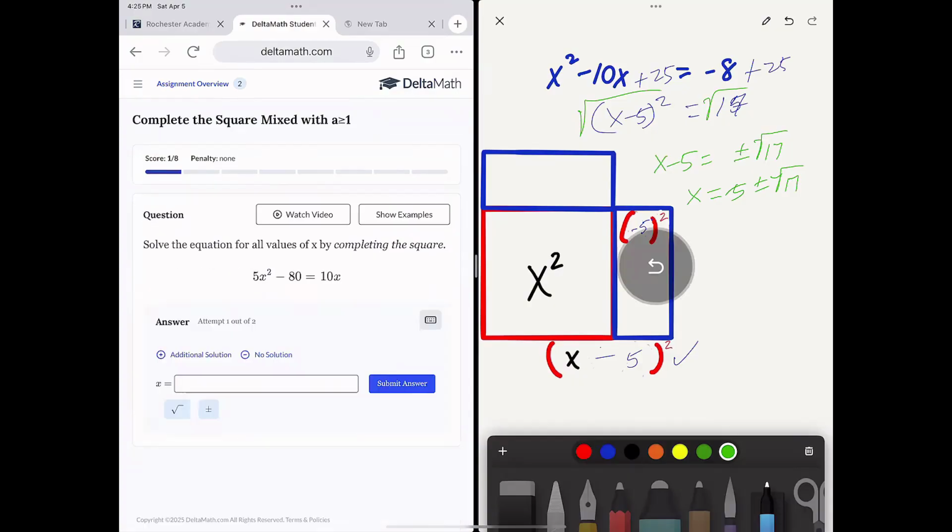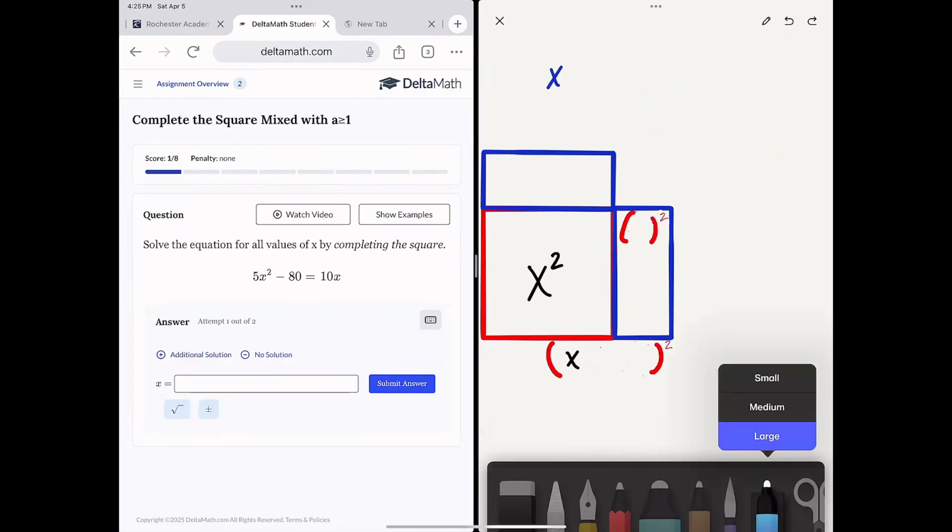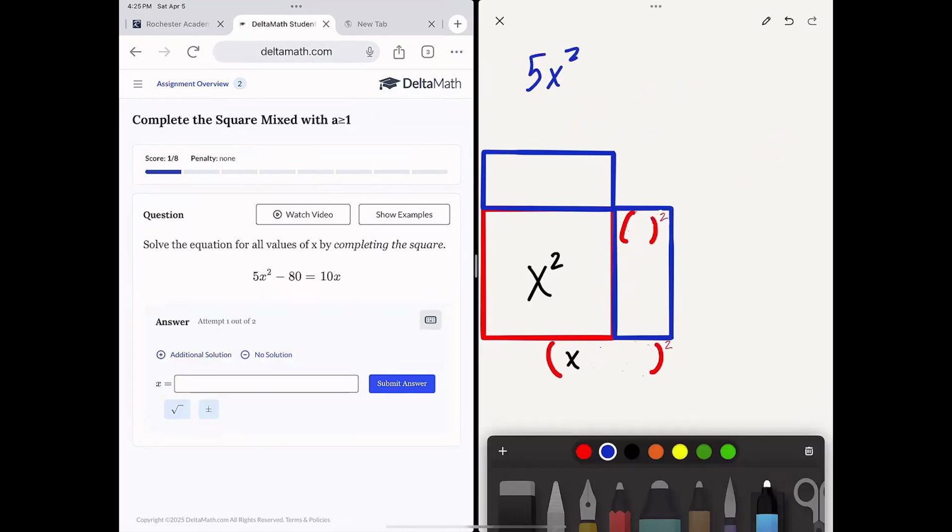So let me go back and reset everything. I'm going to do at least one more of these. This one is 5x squared, and this is one of those ones that I wanted you to see. I'm going to make this minus 10x, and then plus 80. All I did was move the 10x over to the left-hand side by subtracting, and I moved the minus 80 to the other side by adding 80.